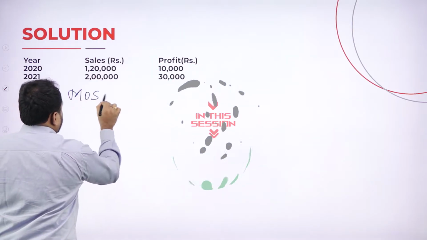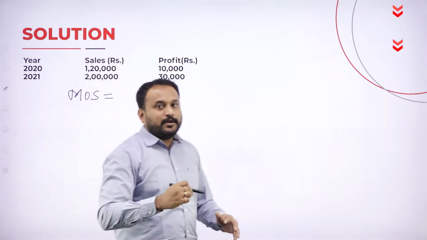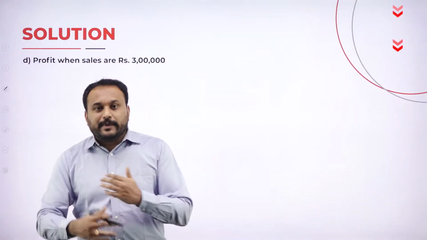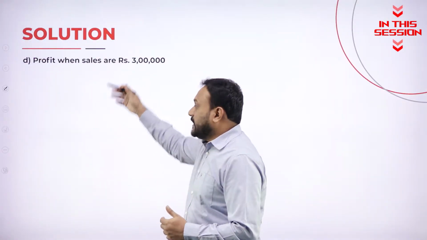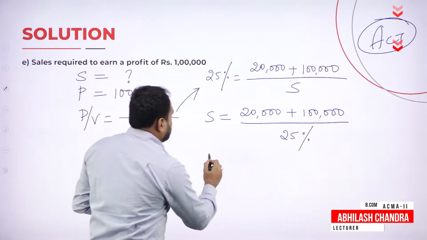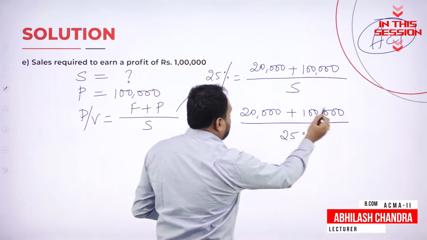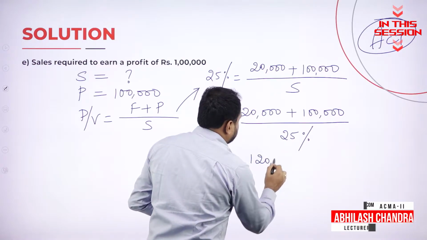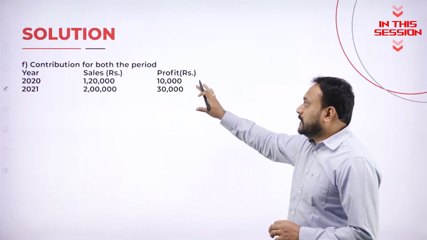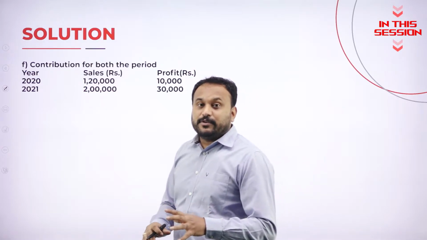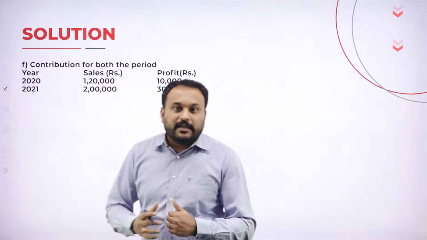Margin of safety is equal to... What is the formula of margin of safety? Through BEP, we can actually find all these things. So how to go with BEP? Now what happens is, I'll go with one more step. S is equal to 20 plus 1 lakh, which is 1,20,000. Contribution for both the period. What is it? Contribution for both the period.